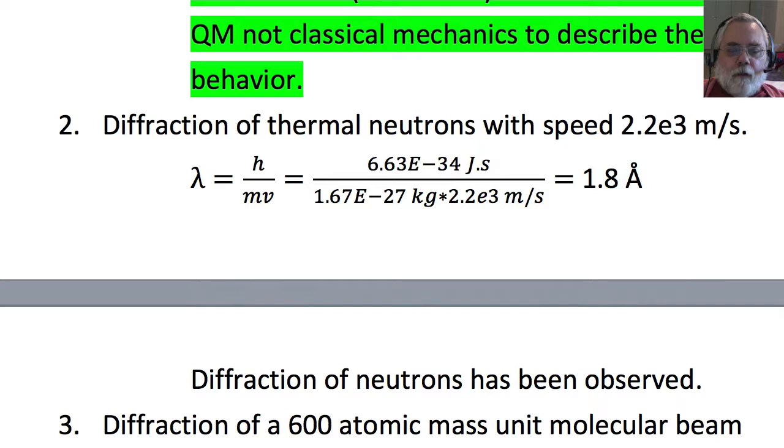The experiment can also be done with neutrons. Room temperature neutrons, thermal neutrons, have a speed of 2.2 thousand meters per second. They have this mass, this velocity, so their wavelength is 1.8 angstroms. And that has been observed. The diffraction of thermal neutrons has been observed.